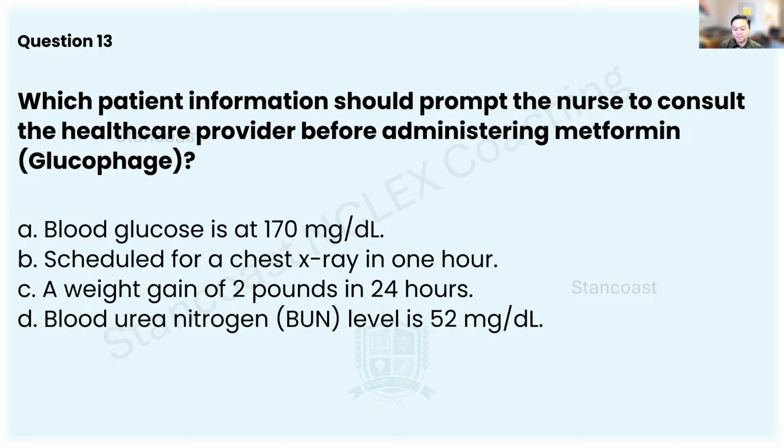Let's have number 13. Which patient information should prompt the nurse to consult the healthcare provider before administering metformin? Is it A, blood glucose is at 170 milligrams per dL, or B, scheduled for a chest x-ray in 1 hour, or C, a weight gain of 2 pounds in 24 hours, or D, blood urea nitrogen level is 52 milligrams per dL? Real leather, generally, is acceptable, not too hard, compared to those synthetic materials.